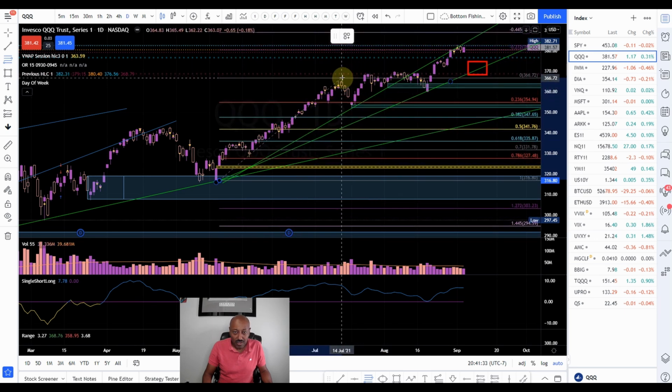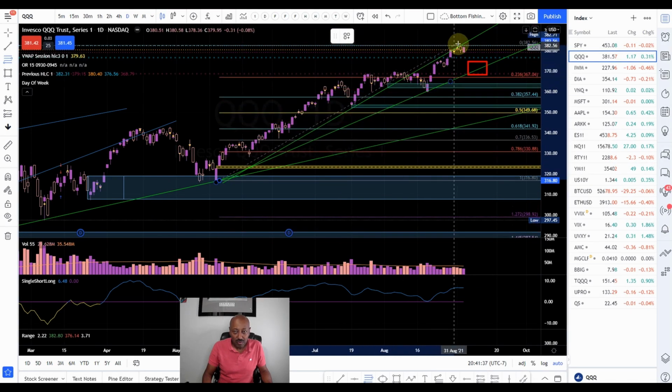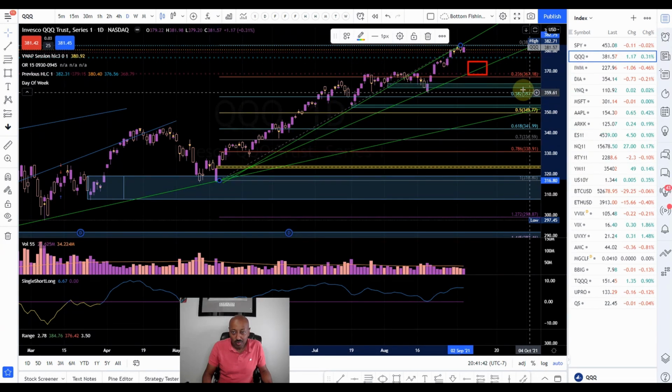So there was no here. I'm looking at this. It was not deep enough, so I will continue here. And so that confluence for me, the 38.2% retracement, will come down here. It's way down here.